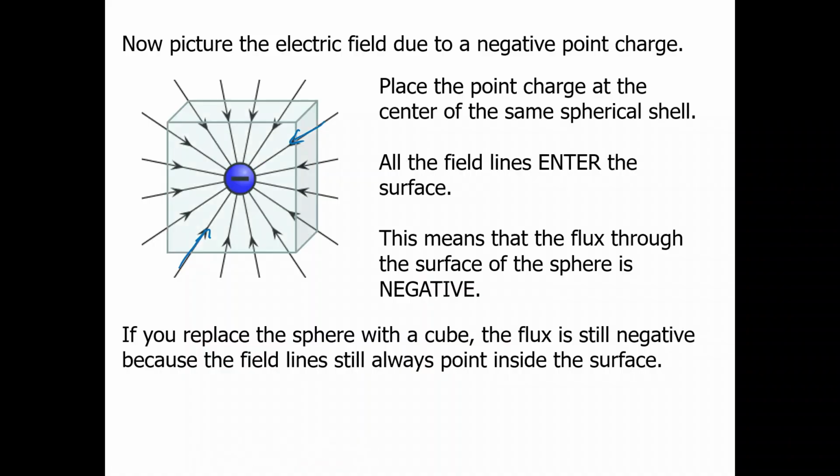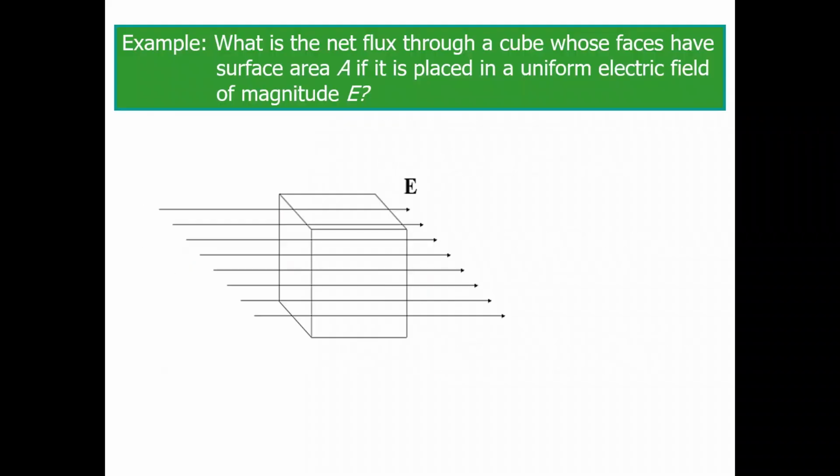Now, what happens if we replace that sphere with a cube? Now, technically, my field lines are all still entering, so I know that this is going to be a negative flux. But this flux would be very difficult to calculate because every little piece is at a slightly different angle. Also, some parts of the cube are closer or further away from other parts. So we're going to have issues if we tried to calculate the flux on this one. So a cube is much better for something like a uniform electric field.